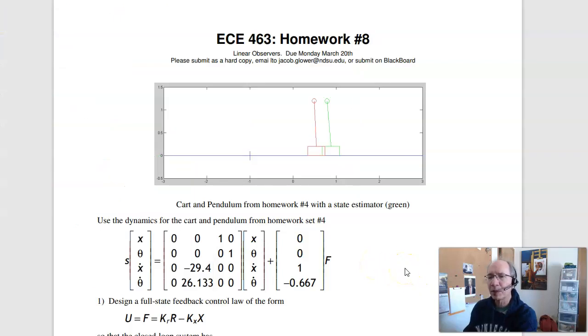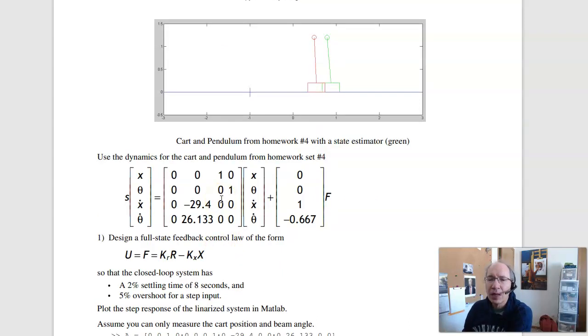Come up with a feedback control law that stabilizes it. And I did change the homework just because the dynamics that I gave you previously were wrong. So when you design the observer, it doesn't work. The observer needs the correct dynamics, not the wrong dynamics. So these are the correct dynamics for the nonlinear system.